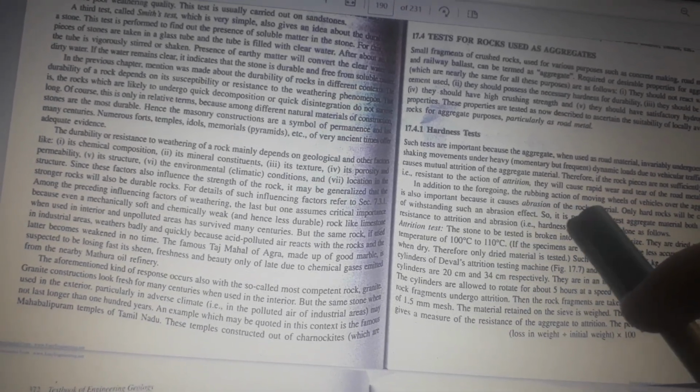Hardness test. Such tests are important because aggregate used as road material invariably undergoes slight shaky movements under heavy, momentary but frequent dynamic load due to vehicular traffic. This causes mutual attrition of aggregate material. Therefore, if the rock pieces are not sufficiently hard to resist the action of attrition, they will cause rapid wear and tear of road material. In addition, the drag action of moving wheels of vehicles over the aggregates is also important because it causes abrasion of the rock material.